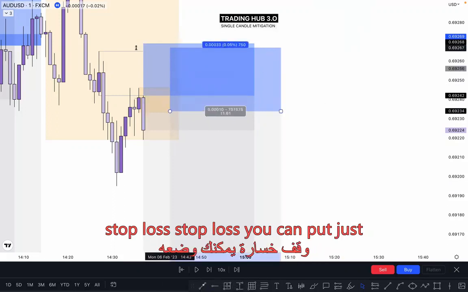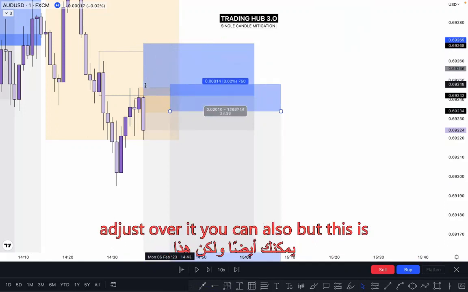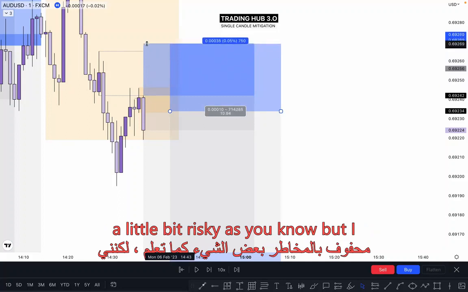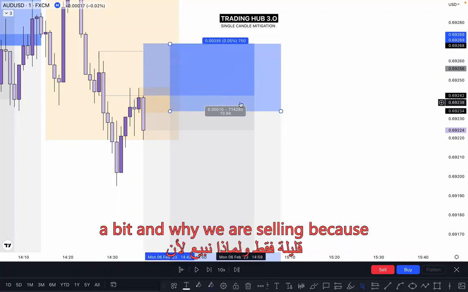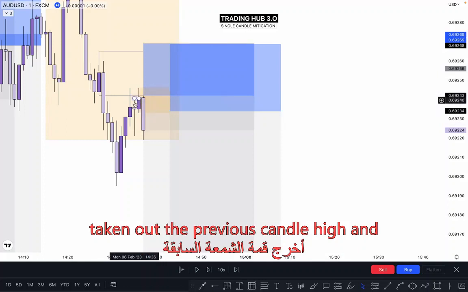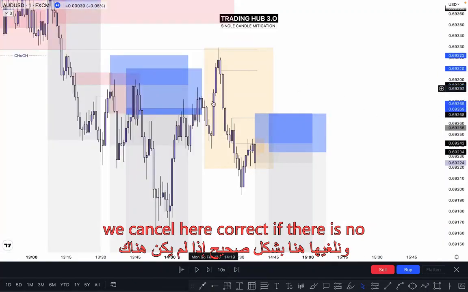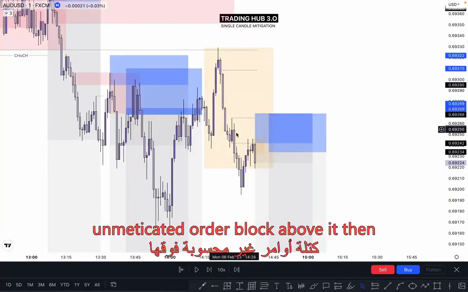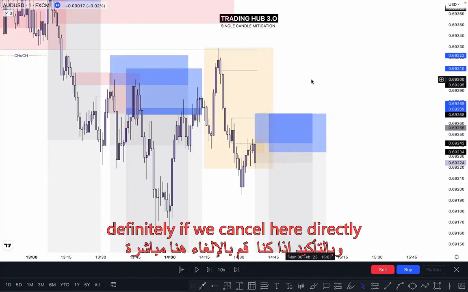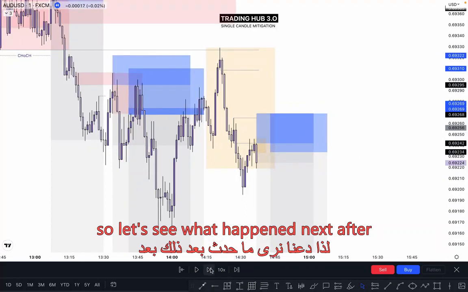You can put the stop loss just above it, because this is the safer side. If you are willing to put the stop loss just above the entry candle you can, but this is a little bit risky, as you know, so I suggest you put the stop loss just above it. And why are we selling? Because this is our valid pullback, which took out the previous candle high, and this candle took out the liquidity, so we can sell here. Correct. If there is no unmitigated order block above it, then we can definitely sell here directly without any confirmation. So let's see what happened next.